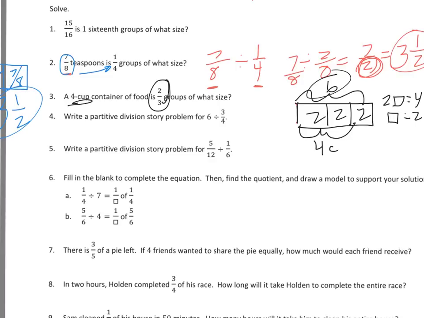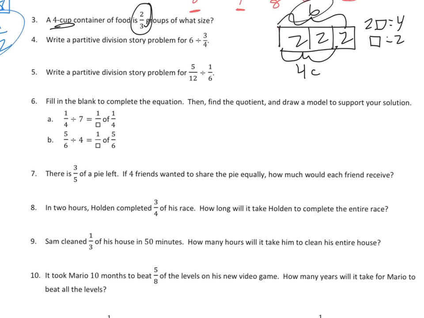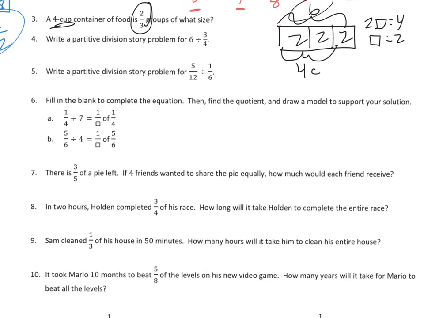I'm going to let you write your part of the problems for 4 and 5. But we'll move down here and take a look at 6. So for 6, it says fill in the blank to complete the equation, then find the quotient and draw a model to support your solution.